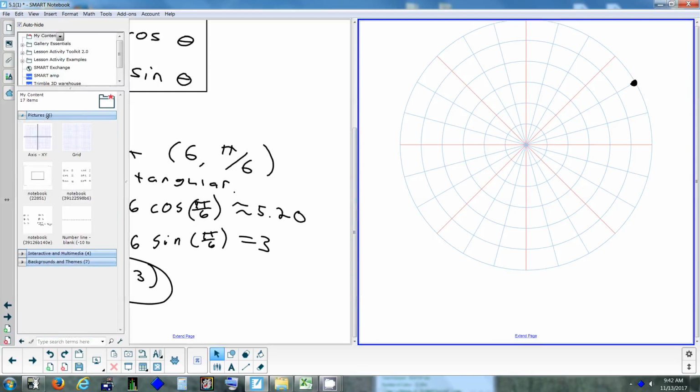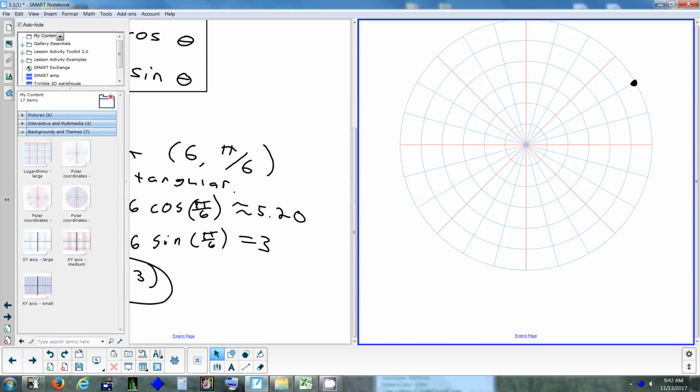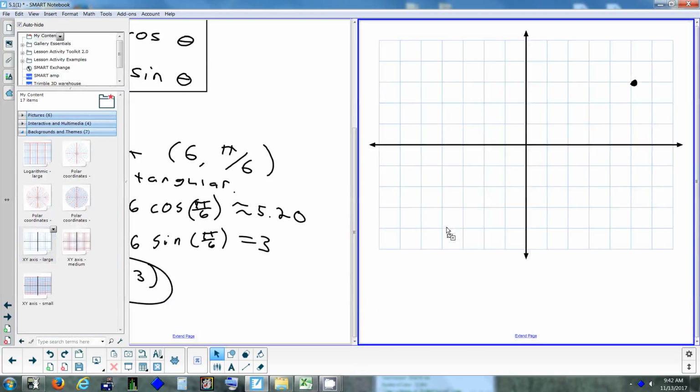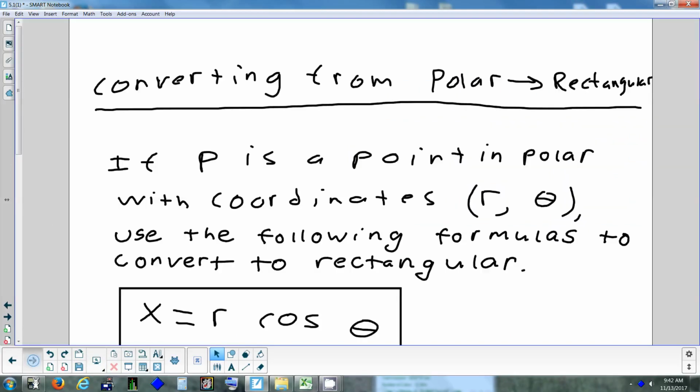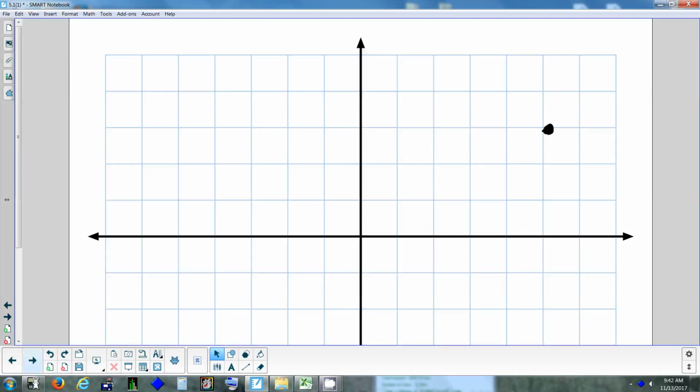All right, so there's different scales. I just have to find, I think this one is large. Let's try it. Yep. So does that point look like it's a little more than 5 units to the right and exactly 3 units up? What do you think? But yeah, it ended up right where it should.